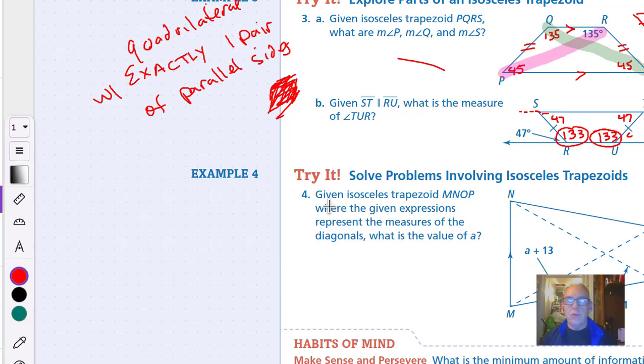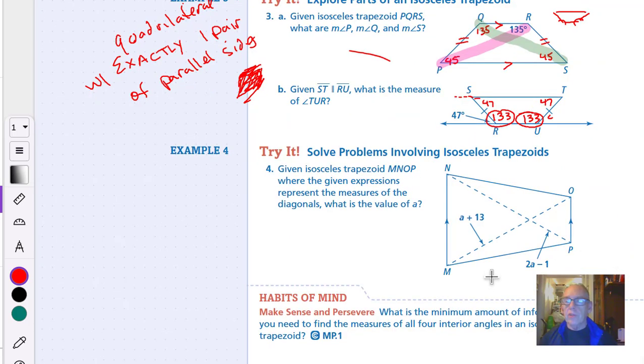So if we go down here to example 4, let me bring this in a little bit. This A plus 13 length is equal to the 2A minus 1 length. So we have A plus 13 equals 2A minus 1. Combine like terms, take A away from both sides and add 1 to both sides. We get A is equal to 14. And it just wants to know what the value for A is. Actually, this is going to be 27, and this way is going to be 27, like that. So each one of those is going to be 27 long.